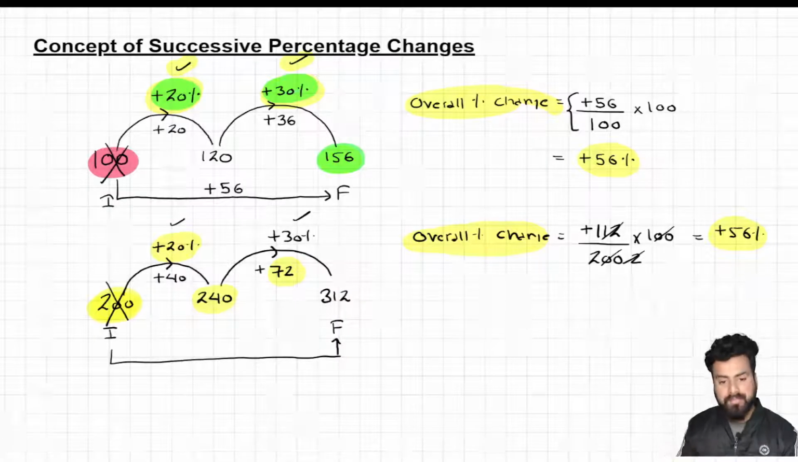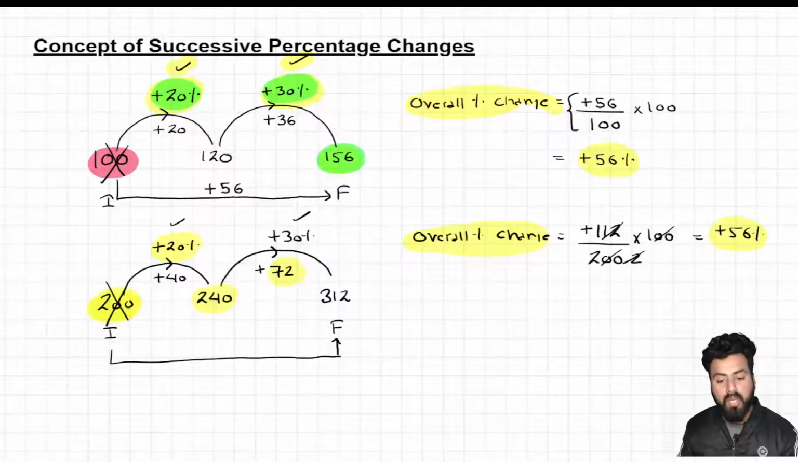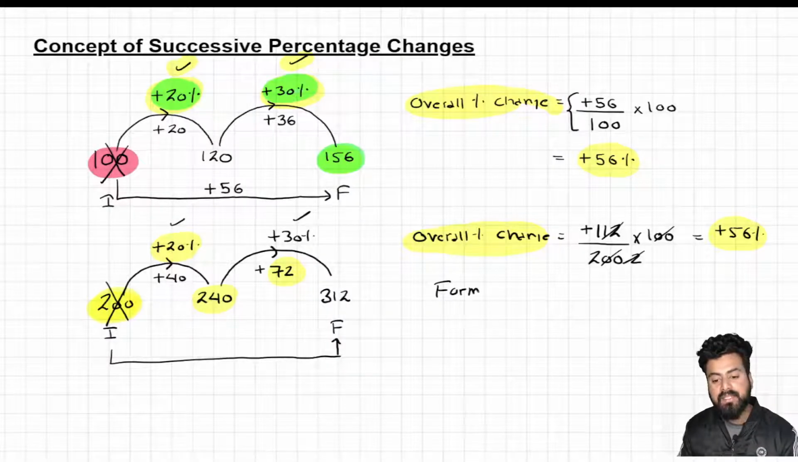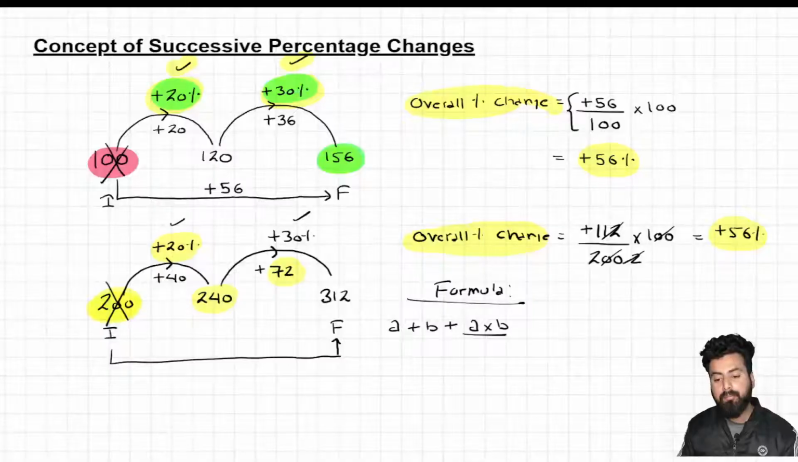And as soon as we understand this, from now on we can use a shortcut. That shortcut is nothing but a formula of successive percentage change. What is the formula? A plus B plus A into B upon 100 equals C.